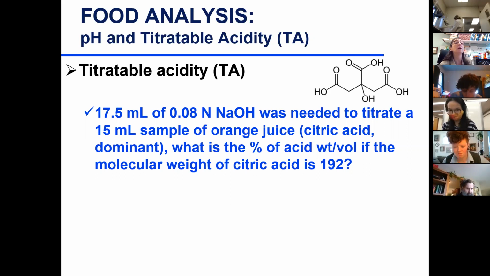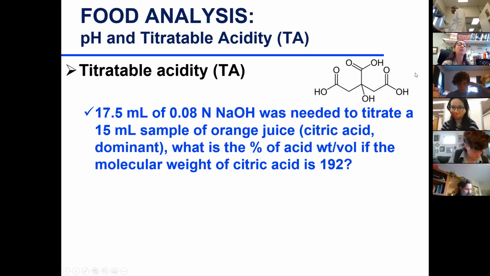Okay, let's see. Yes, it is 0.6% on average. It's a percentage, not per liter, because you multiply by 100. So it's basically weight by volume, so you would get grams per 100 ml.